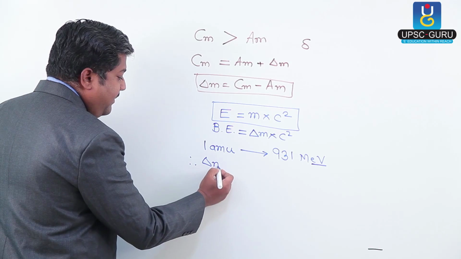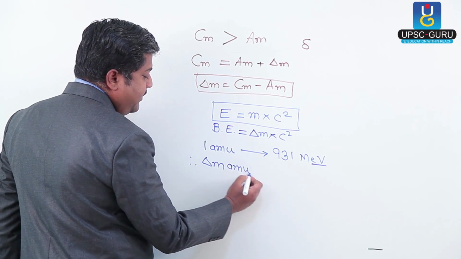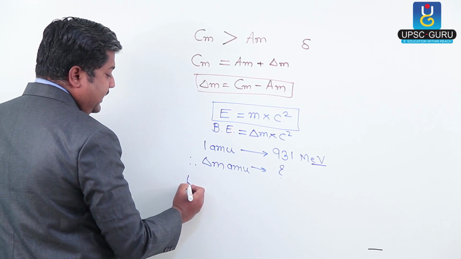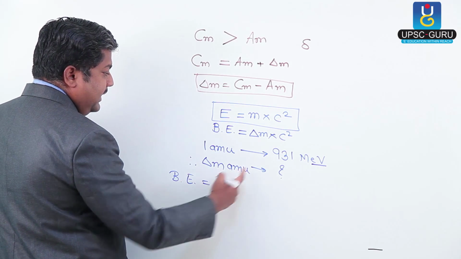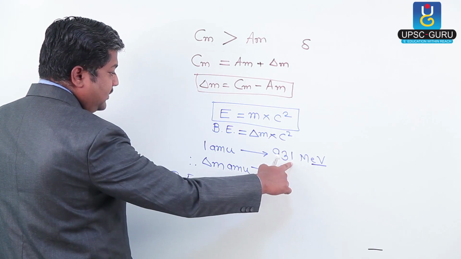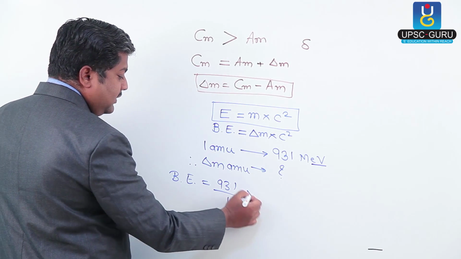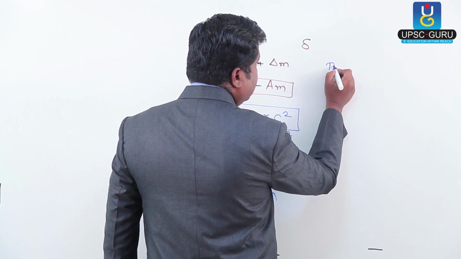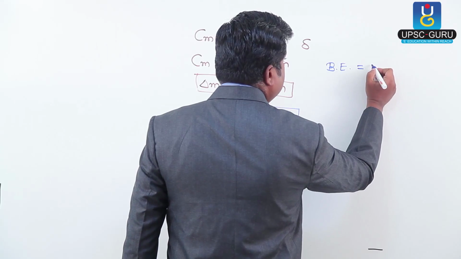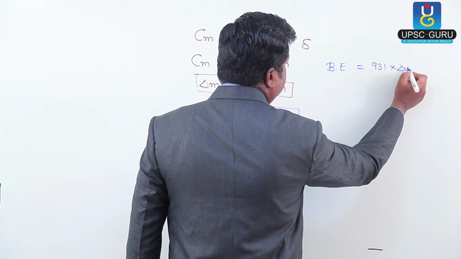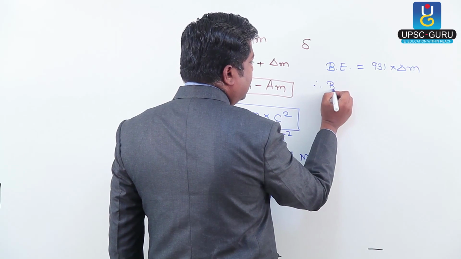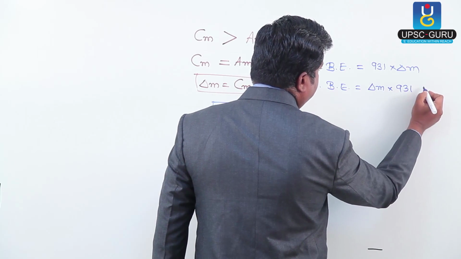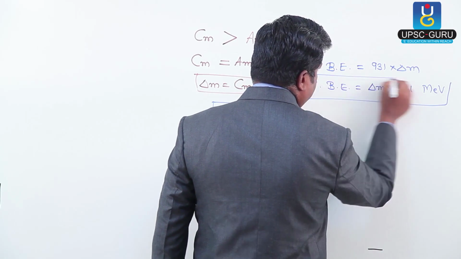Therefore, if delta m AMU mass is converted into energy, what is the amount of energy? That energy is binding energy, that is equal to 931 by 1 multiplied by delta m, by cross multiplication. So in short we can say that binding energy equals 931 into delta m, and therefore we have the formula: binding energy equals delta m into 931 million electron volt.